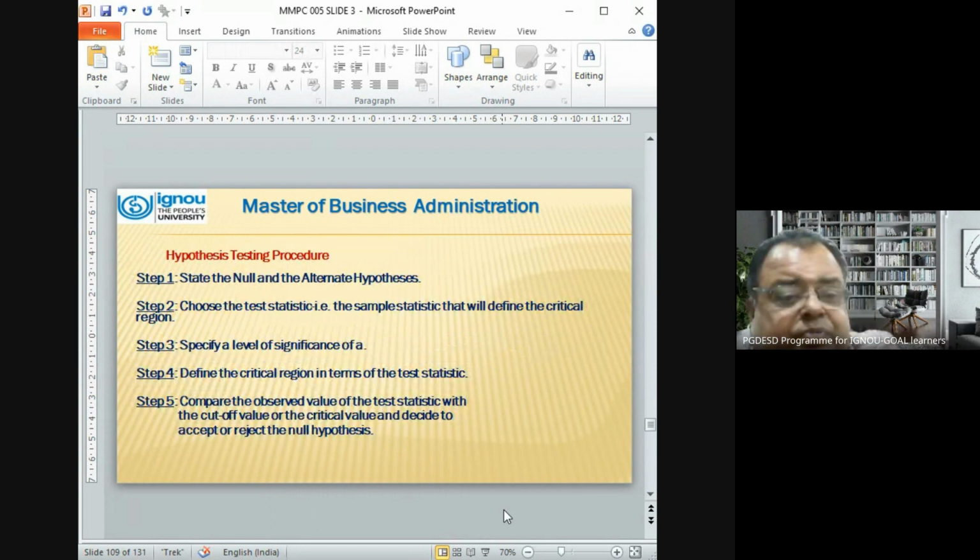Step number one, state the null and alternate hypothesis. That means you have to define H0 and H1. Step two, choose the test statistic, that is the sample statistic that will define the critical region. Step three, specify the level of significance alpha. Step four, define the critical region in terms of the test statistic. Fifth one is to compare the observed value of the test statistic with the cutoff value, or the critical value, and decide to accept or reject the null hypothesis. Now these are the 5 steps. Now we will see how these 5 steps are implemented in the problem.